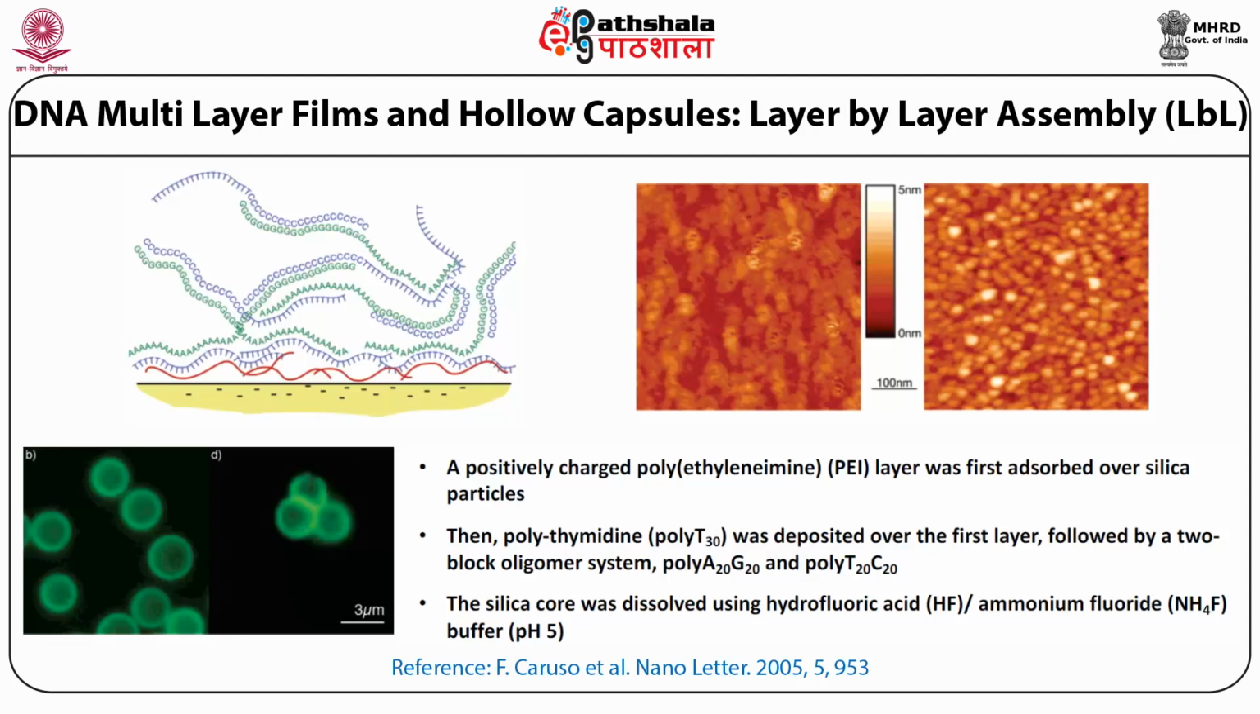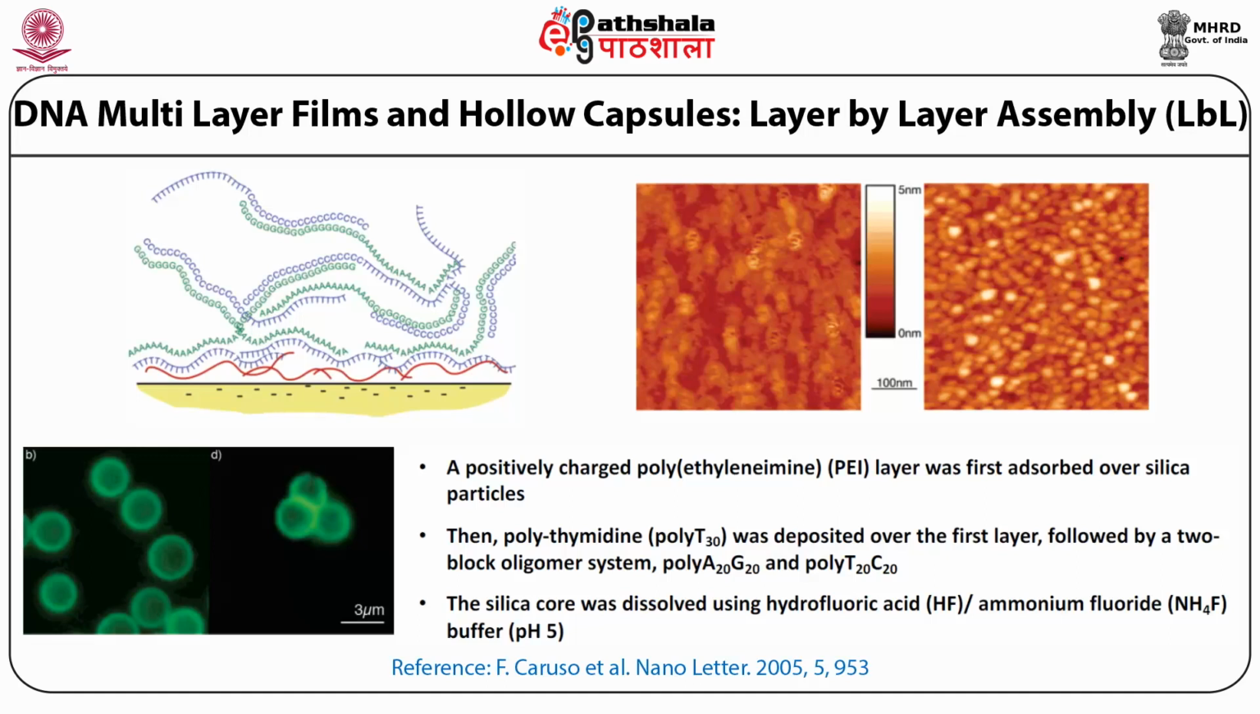So now what can happen is that poly T30 can actually form hydrogen bonding with the poly A20, and then the rest of the G20 of the poly AG can act as a sticky end, and it can actually also bind to the next level. That's where the poly TC is there. So this is how you can actually grow layer-by-layer self-assembly.